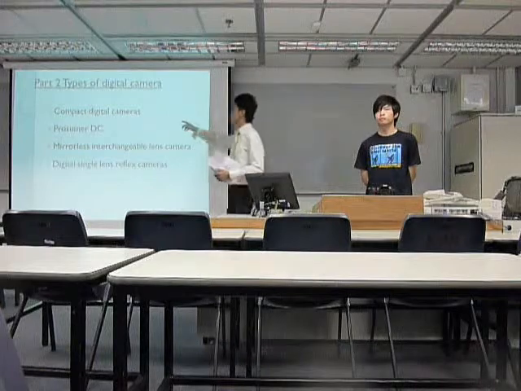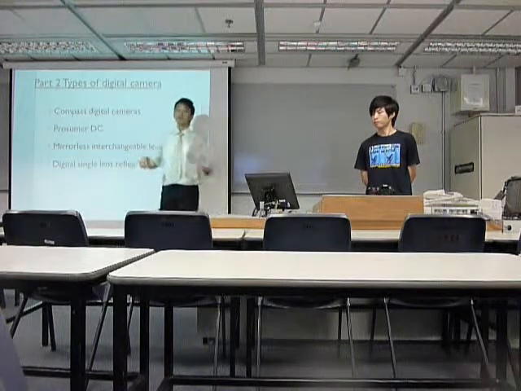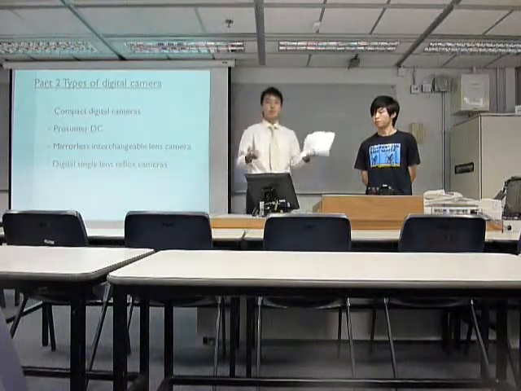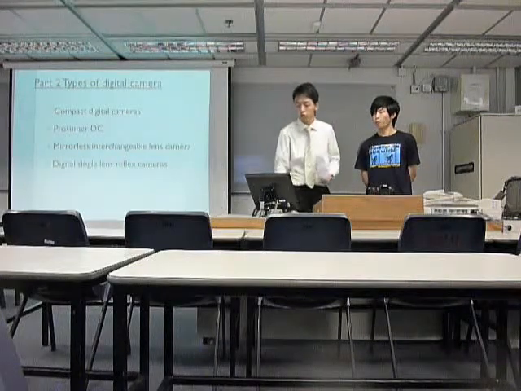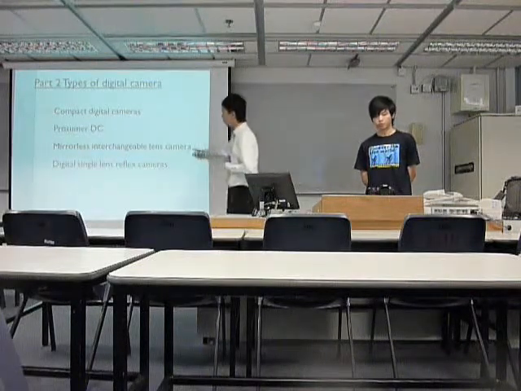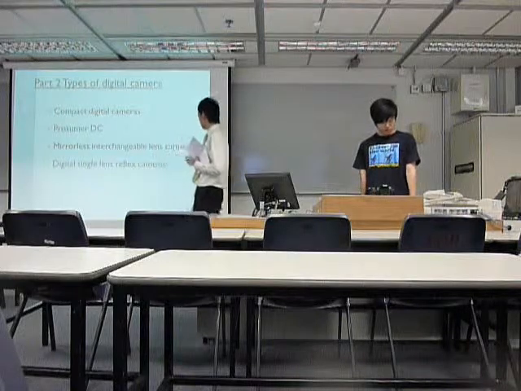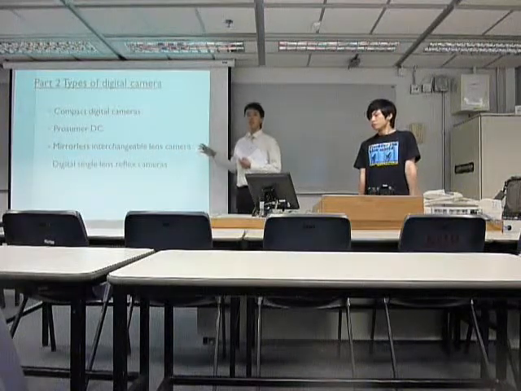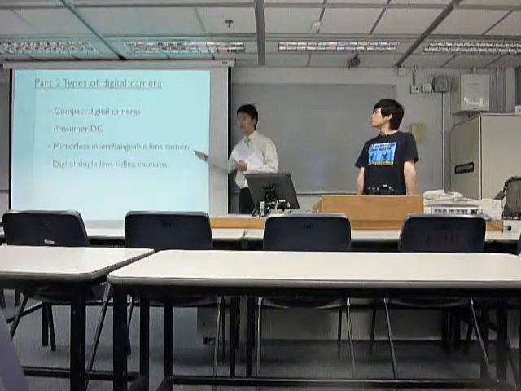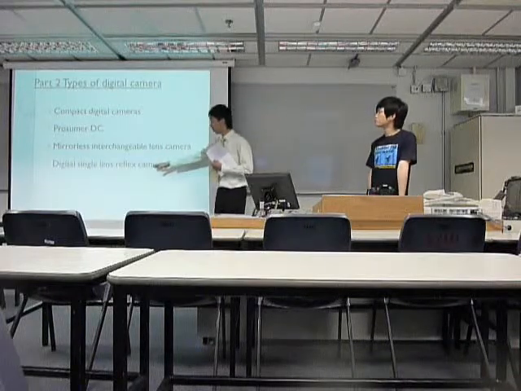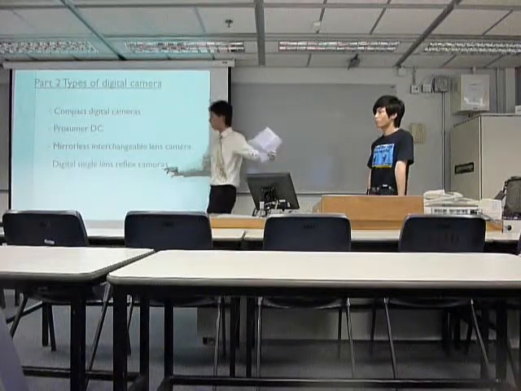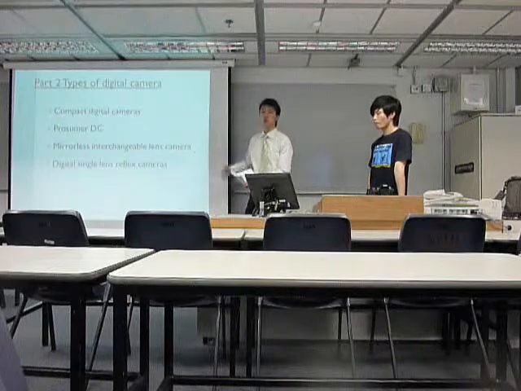And the compact digital camera is lighter and only has an auto mode. Then this one is called the mirrorless interchangeable lens camera, commonly known as the EVIL camera, and there's also the single lens reflex camera, which we also call DSLR.